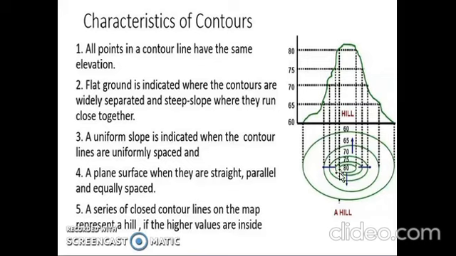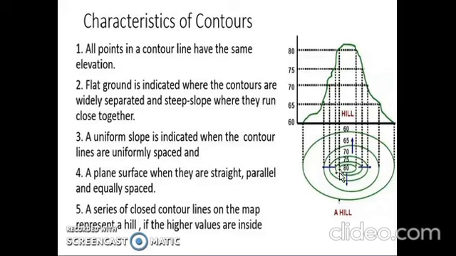A uniform slope is indicated when the contour lines are uniformly spaced. So if there is a gradual change in height, either a depression or an increase, then the interval between two contour lines is almost uniform. A plane surface is shown when they are straight, parallel and equally spaced lines.